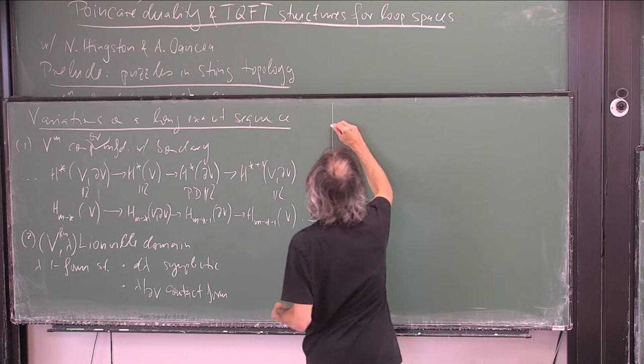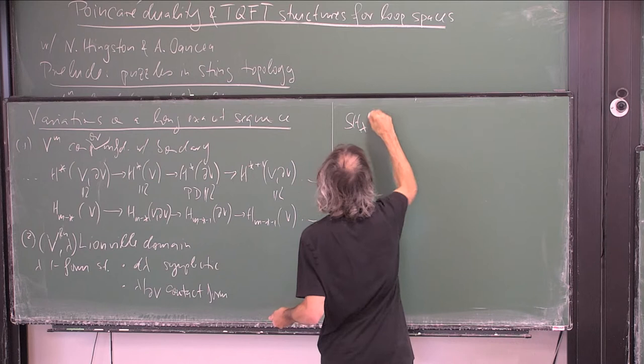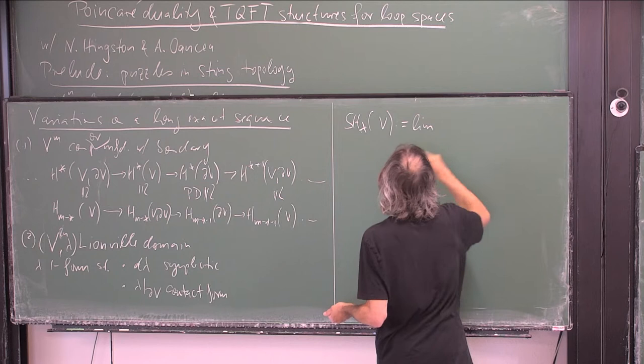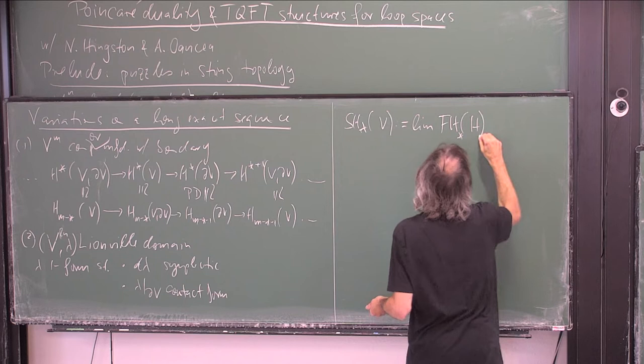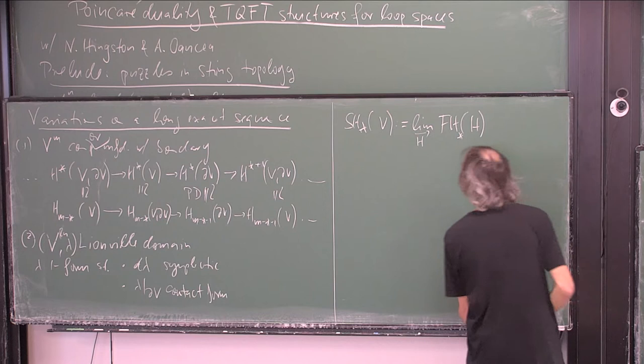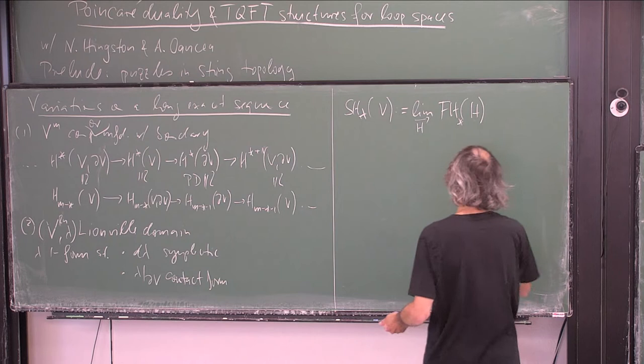So we'll define the symplectic homology of B as a direct limit of flow homologies, a direct limit over certain Hamiltonians. I will not want to define what flow homology is. I will just draw a picture of what Hamiltonian we're using. So here's a picture.